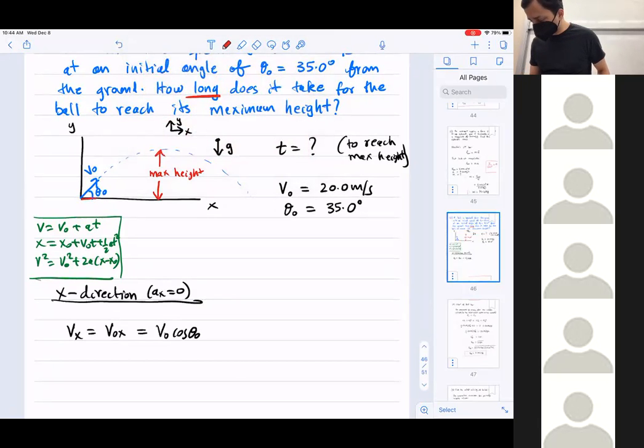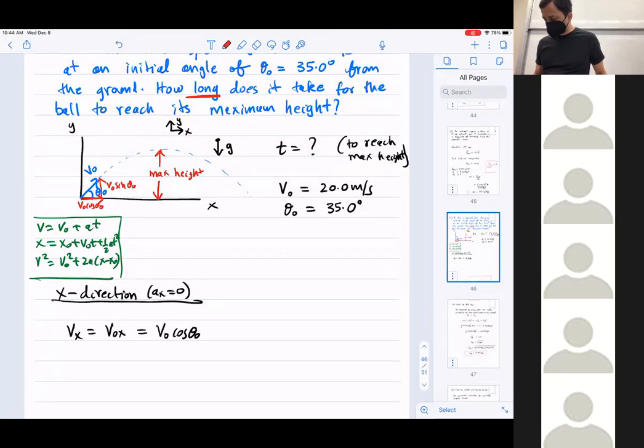This V naught here is this side here plus this side here. This is V naught cosine theta naught. This here is V naught sine theta naught. Is everybody clear on that? The X component of the velocity and the Y component of the velocity is that.